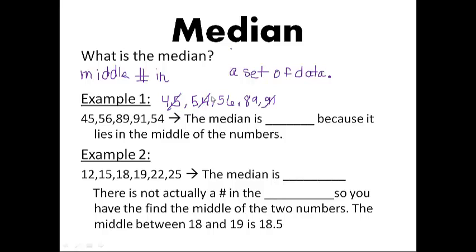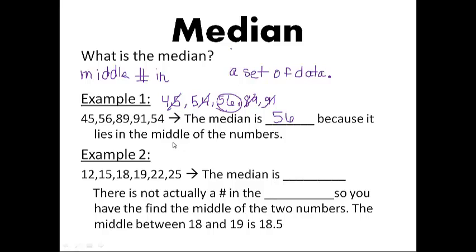Then you'll say bye bye to 54, and that means 89 is now gone, which leaves you with 56 all by his lonesome self. He is directly in the middle, so he is the median. So the median is 56, because it lies right in the middle of the numbers.